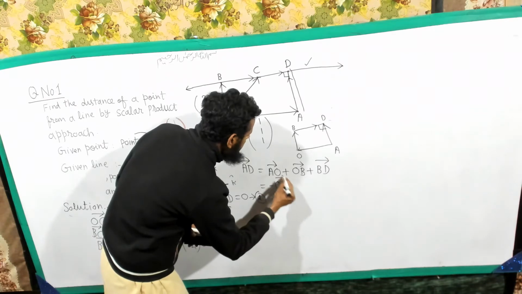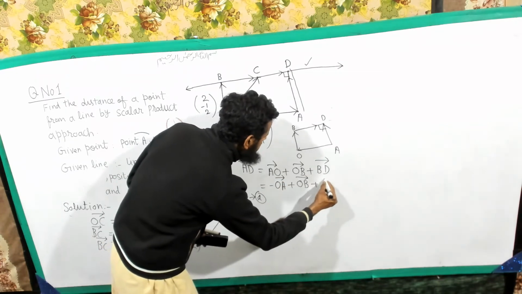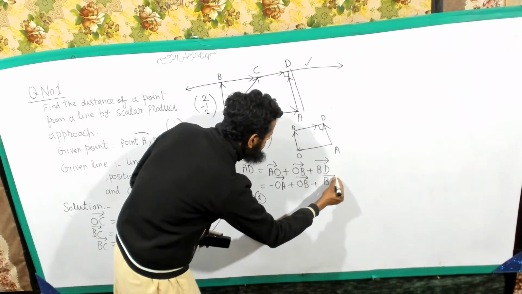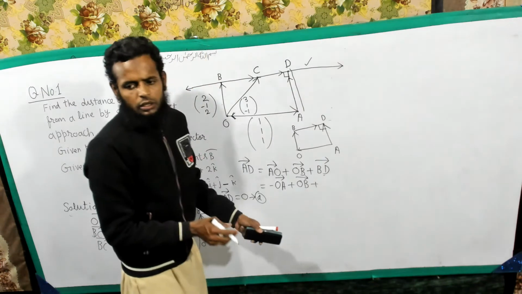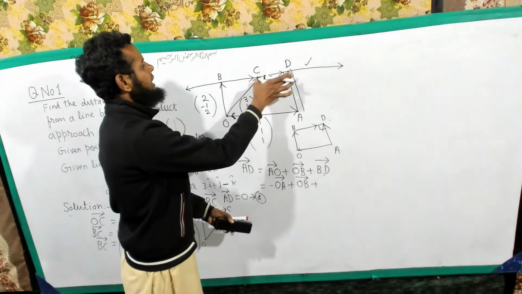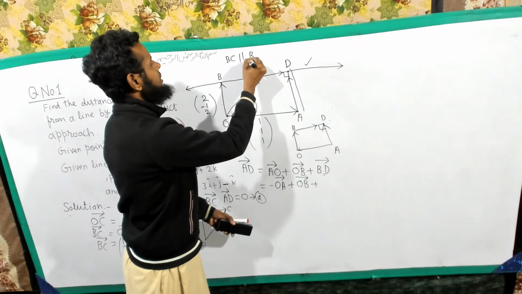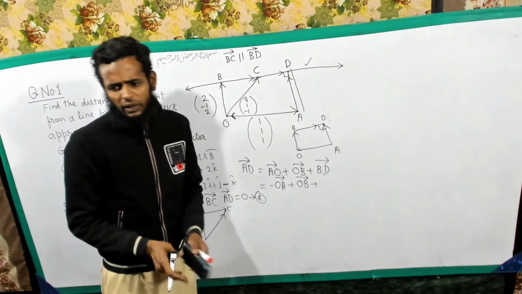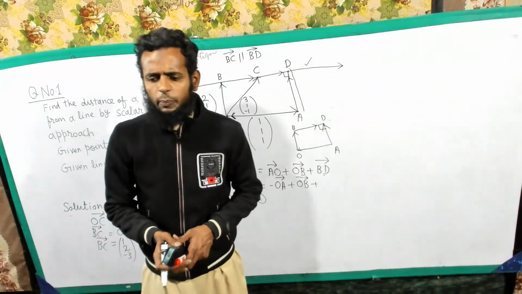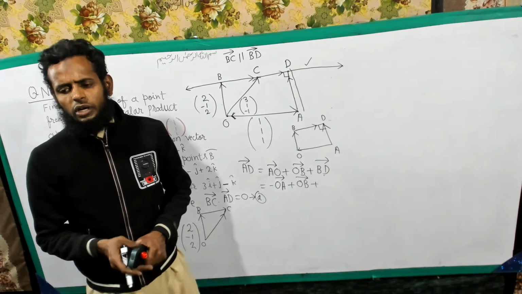OA plus OB plus BD. Here we know that BC and BD are parallel. Vector BC and vector BD are parallel. If two vectors are parallel, then they are scalar multiples of each other.